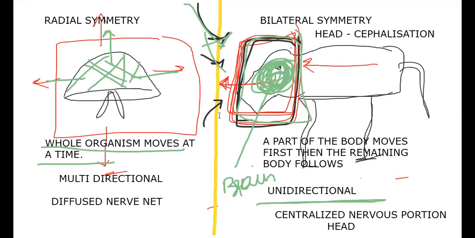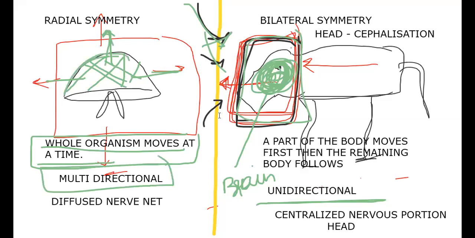Okay, let me give the conclusion here. In radial symmetry, you need to remember the whole organism moves at a time. The organism can move in any direction, multi-directional movement. That's why we say they have a diffused nerve net.